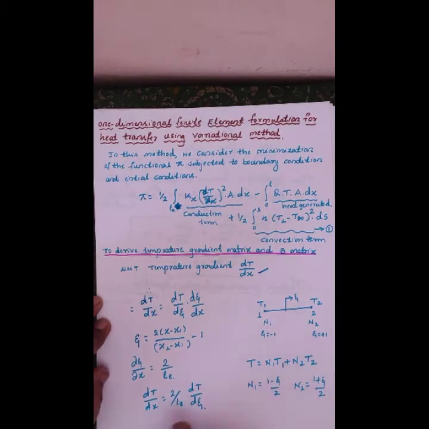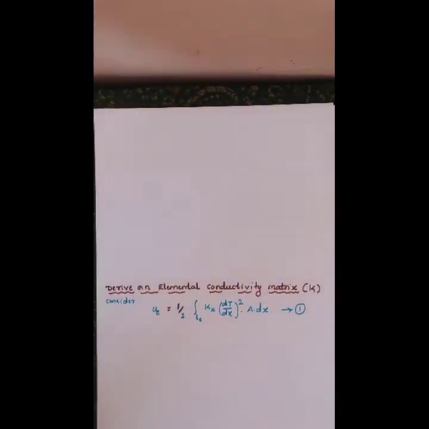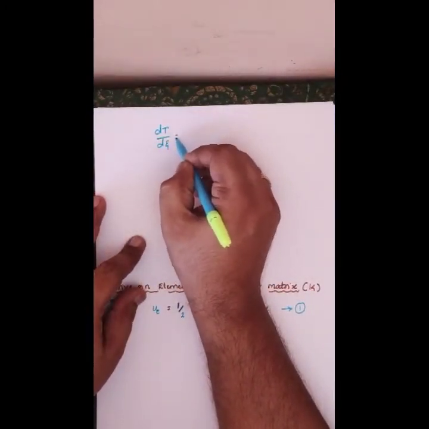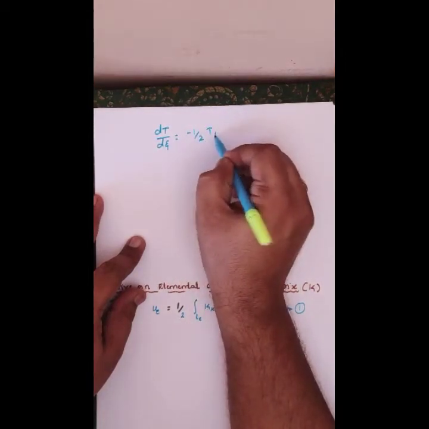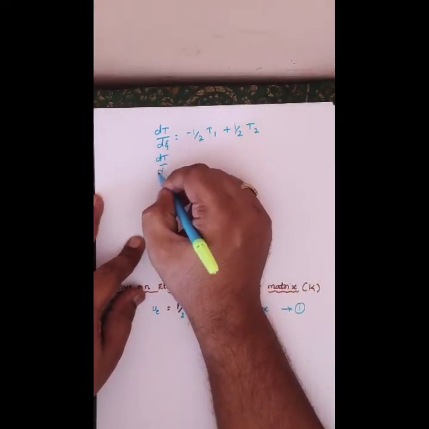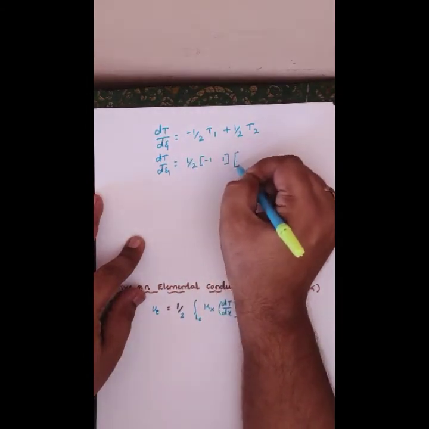Now, if you differentiate this, what is dT by d zeta? N1 is (1 minus zeta) by 2; differentiating, the 1 is 0, so that is minus 1 by 2. This is minus 1 by 2 into T1 plus 1 by 2 into T2. Is it correct? So dT by d zeta will be equal to minus 1 by 2 into T1 plus 1 by 2 into T2. I can write dT by d zeta equals 1 by 2 into [minus 1, 1] times [T1, T2], taking it common.